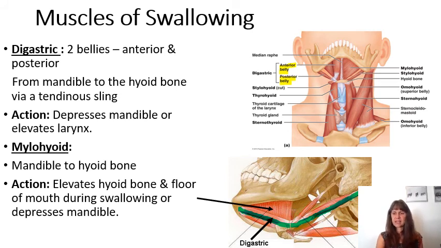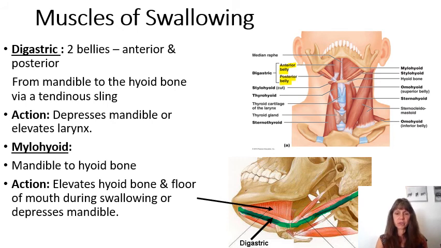Sometimes origins and insertions switch depending on what part of the body is fixed or stable. And sometimes if one portion is fixed, the other part can move, and vice versa. This is the case with the digastric muscle. It can either depress the mandible or elevate the larynx. Remember, your larynx is your voice box.